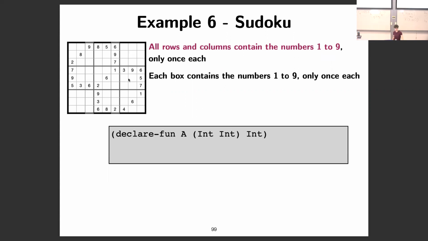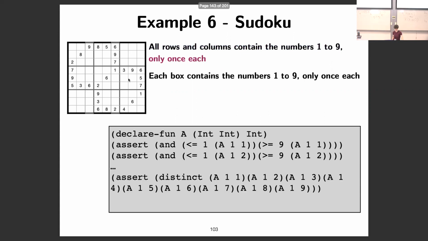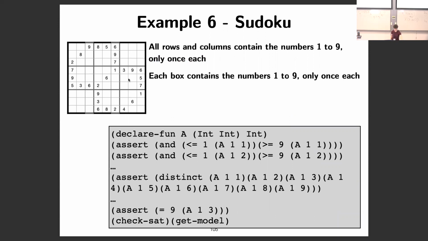And okay, I want to say that all of the rows and columns contain the numbers 1 to 9. So I'm going to write something like this. I'm going to write this for A11. I'm actually going to have to do this for all of them, but that's one way of doing it. And I also want to say they're only contained once each, and I'm going to use distinct to do that. So I'm going to say that everything in a row is distinct, and I'm going to do that for all of them. And then I want to put in the constraints for what's actually in my grid. So I want to say, okay, A13 is 9. And then I want to say, check it's satisfiable and give me a model.